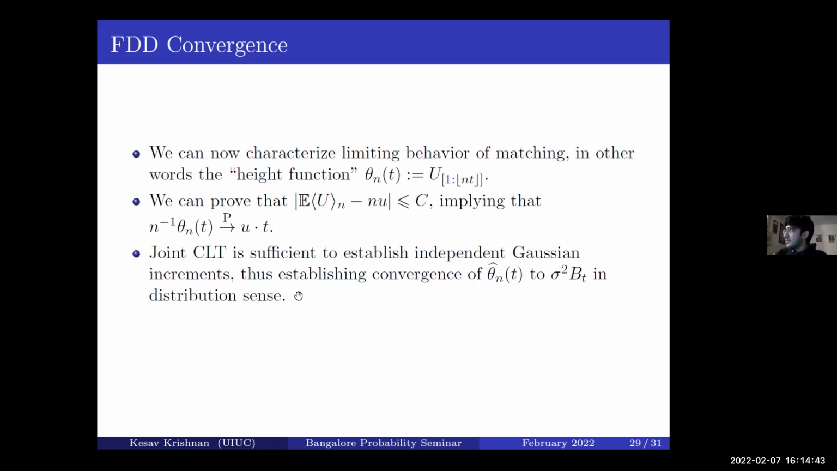The method that we just used to establish the joint CLT for two pieces can be finitely iterated for any number of pieces. So that is sufficient then to establish independent Gaussian increments with the correct covariance structure of Brownian motion. And the sigma squared over here is going to be the sum of sigma q squared and sigma a squared. The process level convergence is yet to be shown. And for that, I think we need a little more control on the covariance structure.